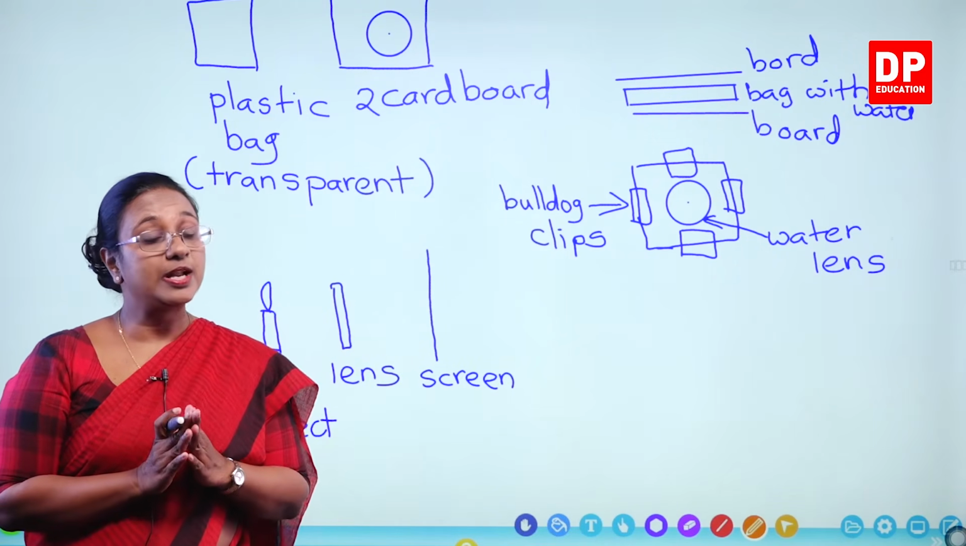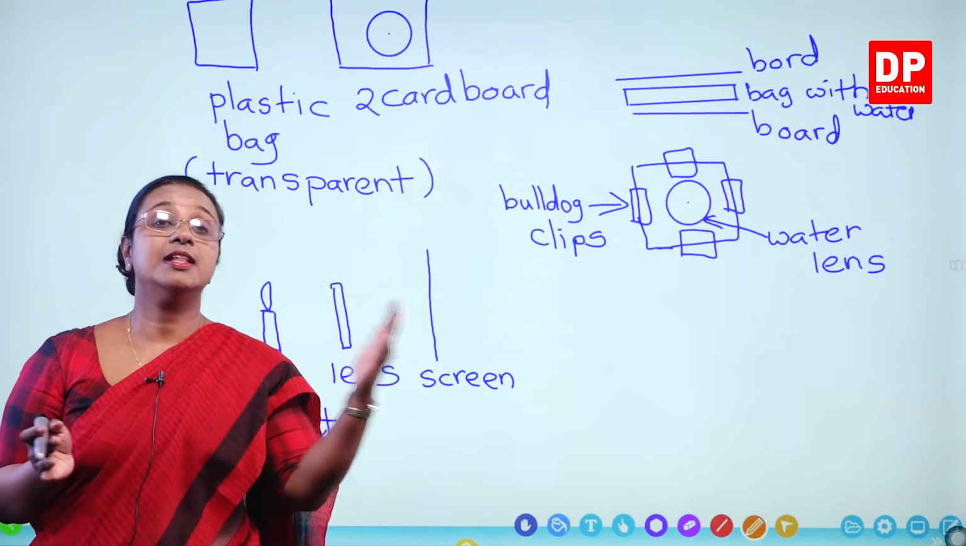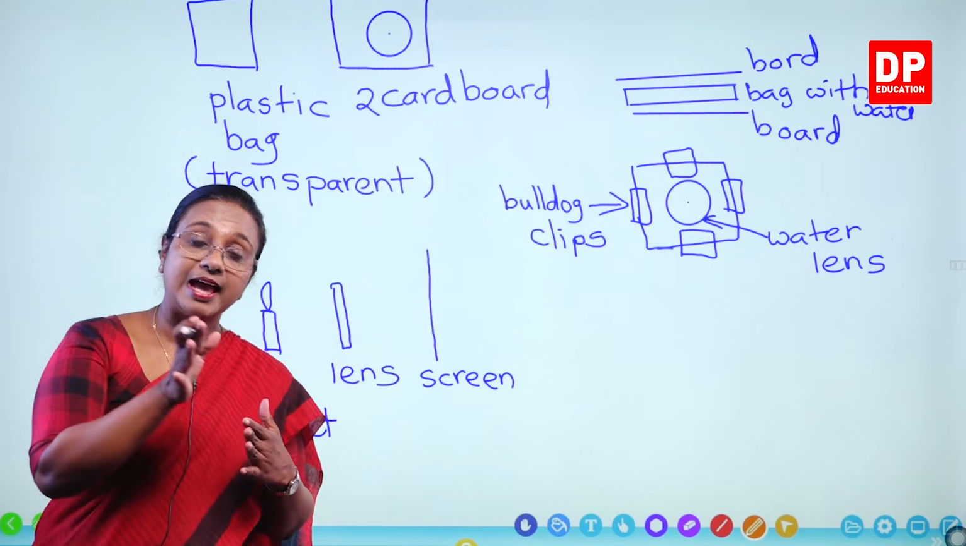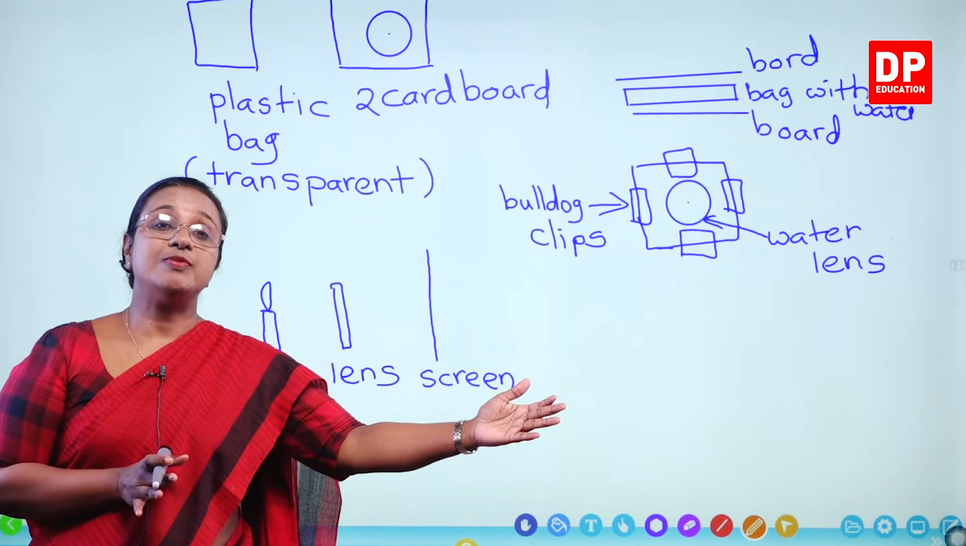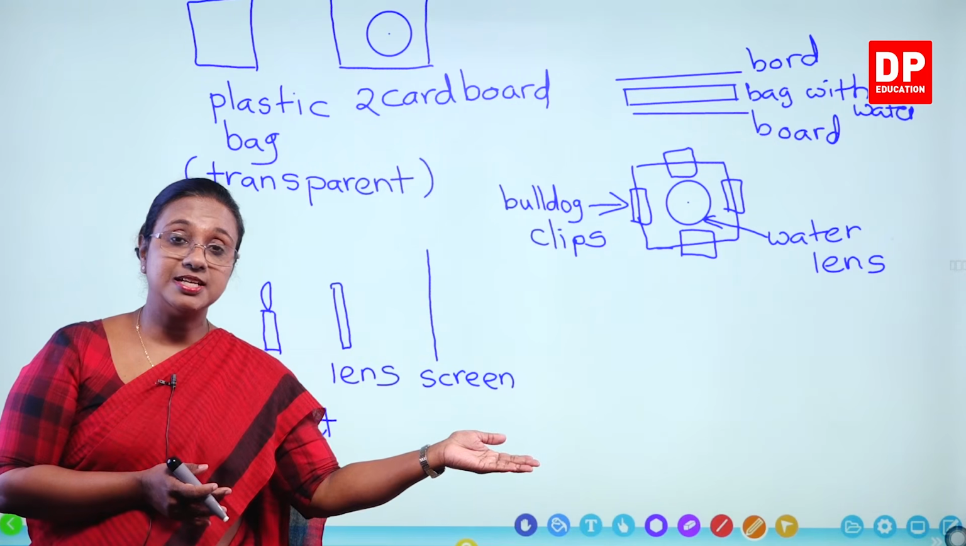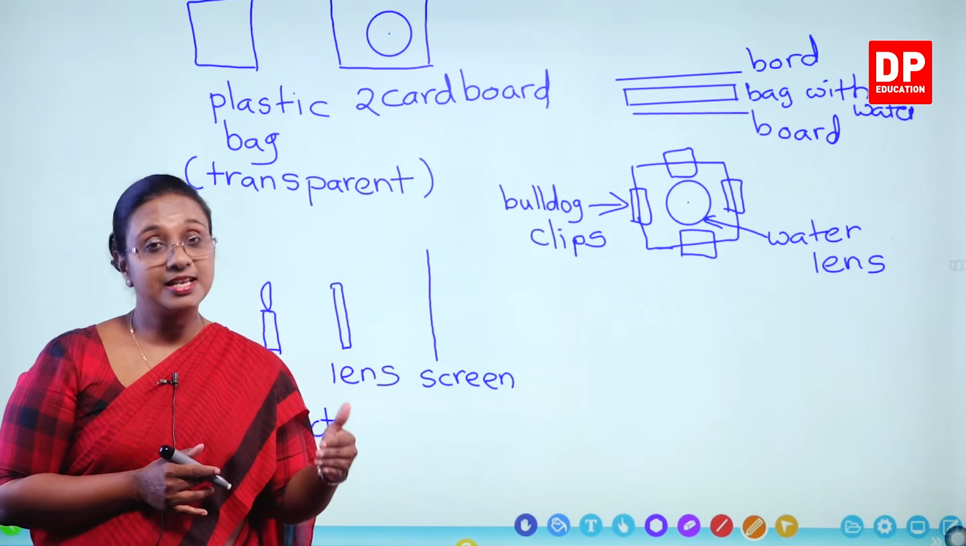So there also, what will you see? When the candle goes far away, the image will come closer. Or when you bring the candle closer, the image will be far away. So for close objects, the image distance is high. For far objects, the image distance is less.